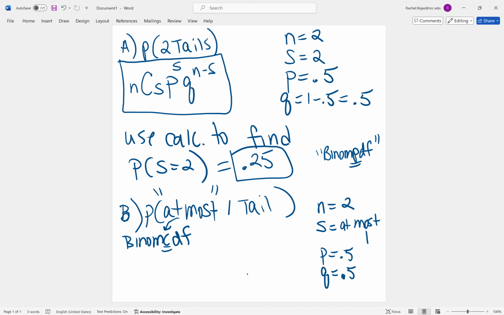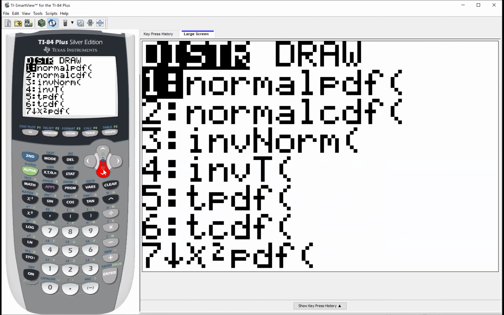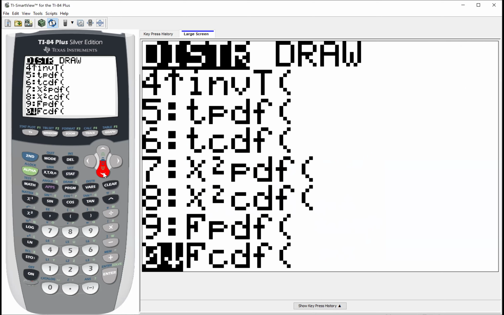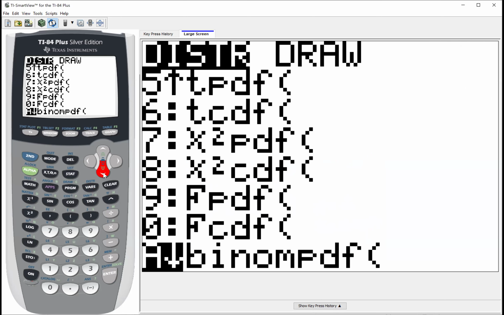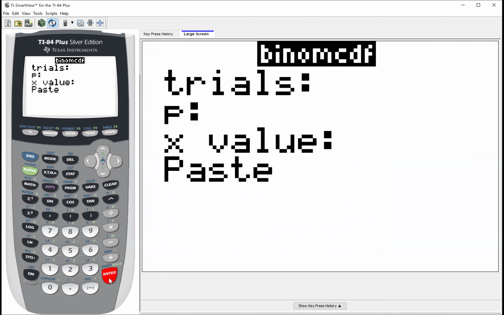So now we're going to pull up the binom CDF function. Second, and then the VARS key to pull up our distributions, and we're going to scroll down. Now we want to use binom CDF because it's not exact, it's at most. We want the cumulative probability, where it's going to add up 0 plus 1 successes for us. So we're choosing binom CDF. It's still going to ask for the same things. How many trials are you performing? 2 flips of the coin, right? What's the probability of getting a tail? It's 0.5, right? That's the probability of a success.